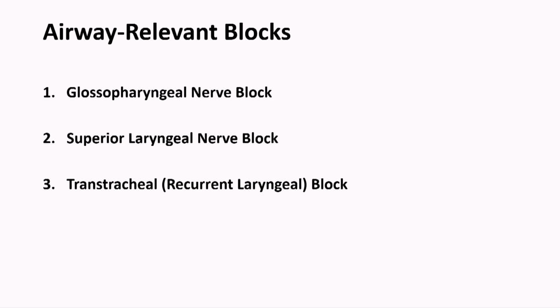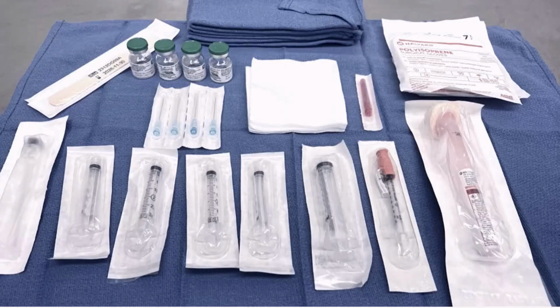deep to the tonsillar pillar. Okay, glossopharyngeal nerve is located deep to the posterior tonsillar pillar. Okay, so that is the area where we are going to do the nerve block.